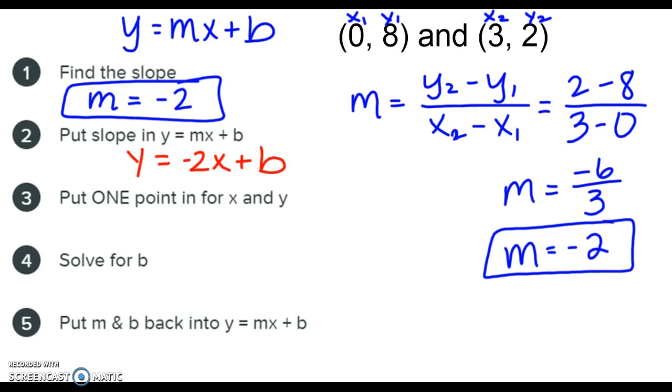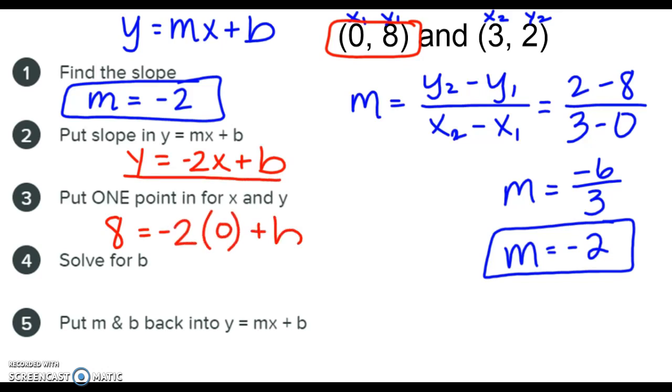Then step 3, pick one point for x and y. So put one point in for x and y. I see a 0, and I love zeros, so I'm going to use the first coordinate for this example. If you want to use the second one, that's fine. Not a big deal. My y value was 8, because I'm just going to replace my x and my y. My slope was -2, and my x was 0.